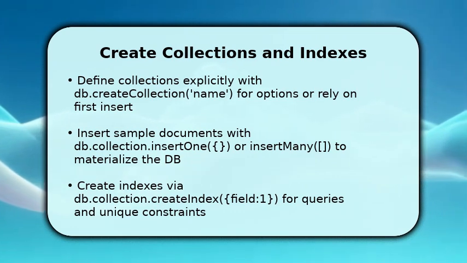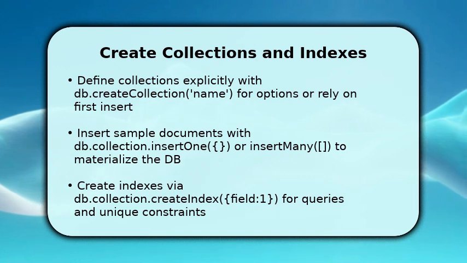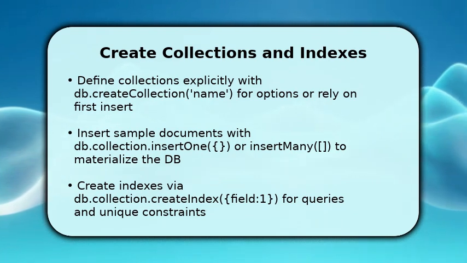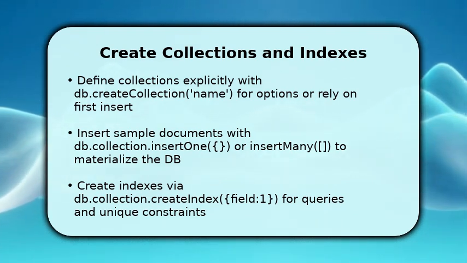Next, add indexes. Create an index on frequently queried fields and unique indexes for constraints. These improve read performance and enforce data rules. Make sure to monitor index sizes versus query benefits to avoid wasted resources.